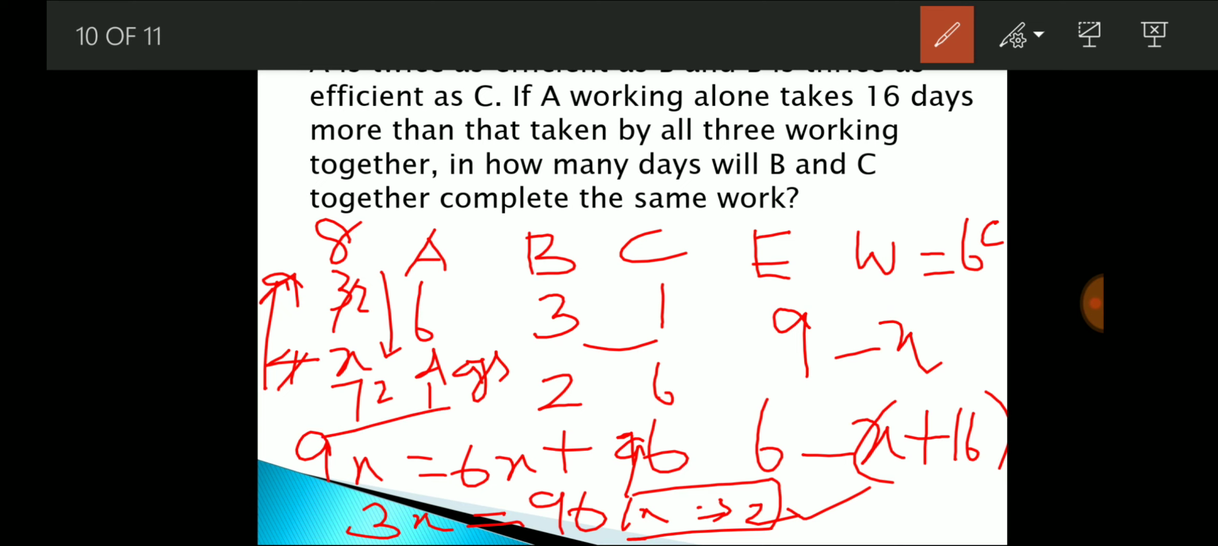Again, a very simple question, but it took much longer than what we expected. So our answer is 72 days for this question.